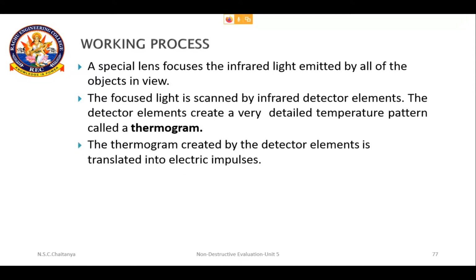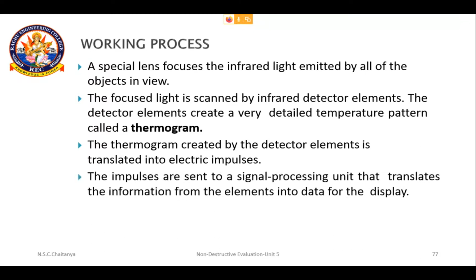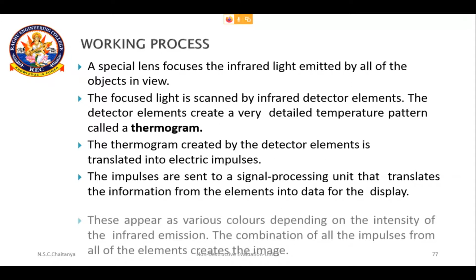The thermogram created by the detector elements is translated into electric impulses. The impulses are sent to a signal processing unit that translates the information from the elements into data for the display. These appear as various colors depending on the intensity of the infrared emission. The combination of all the impulses from all the elements creates the image. So this is generally what happens in your infrared device.